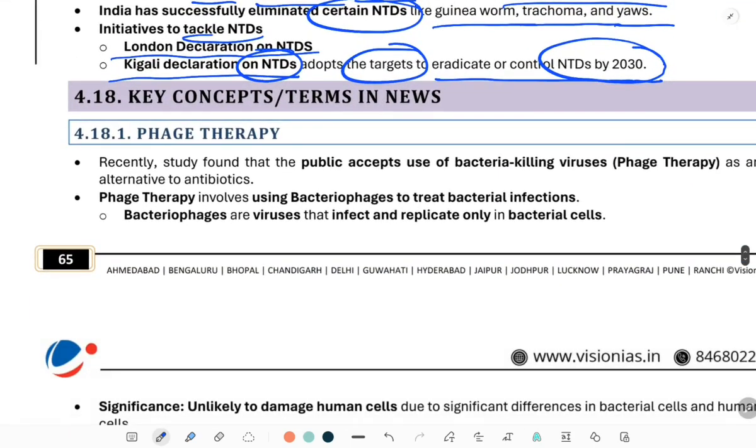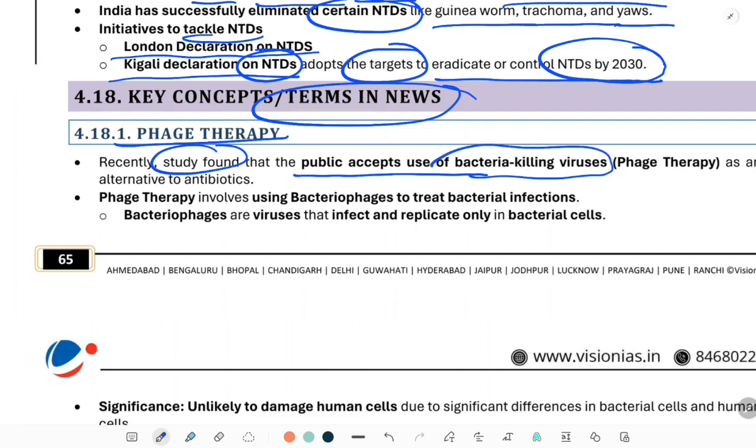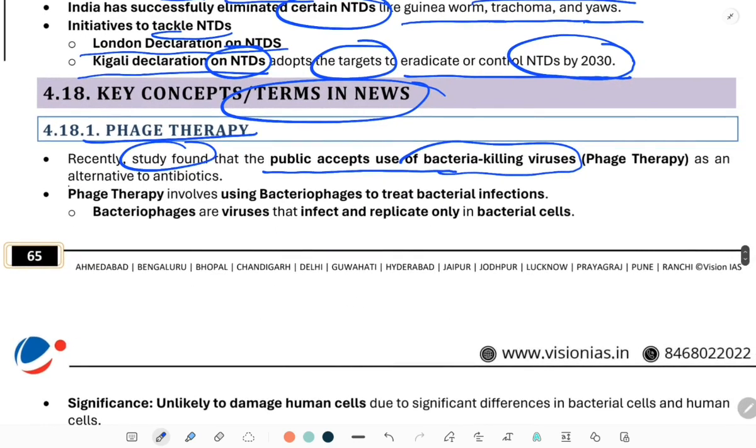Next, we'll see some key concepts or terms which were recently in the news. Phage therapy. Recently, a study found that the public accepts the use of bacteria-killing virus phage therapy as an alternative to antibiotics. Phage therapy involves using bacteriophages to treat bacterial infections.